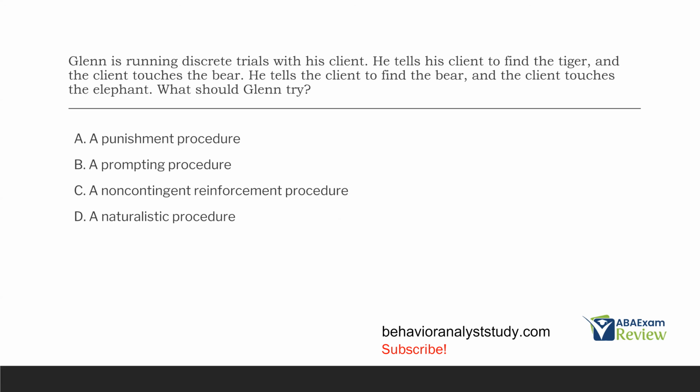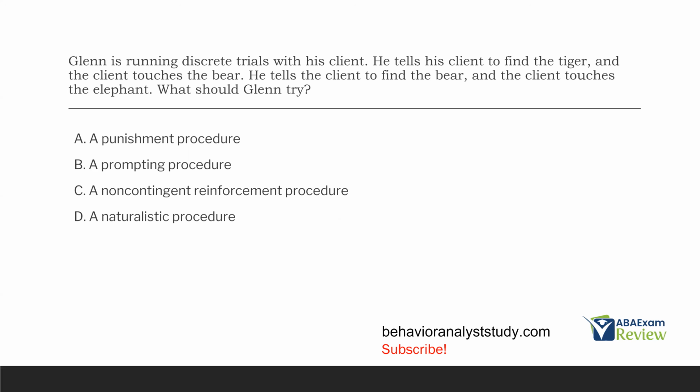They can become SDs, right? They can become antecedents. Errors, just not helpful. So if Glenn's client is making all these mistakes, Glenn has to do something. What should he try? A punishment procedure. Well, a punishment procedure should not be the first thing Glenn jumps to, right? We never start with punishment, especially on a discrete trial, finding labels, right? Or finding picture cards. No need for that.